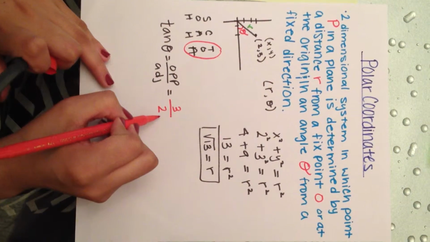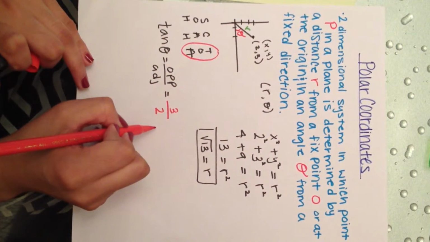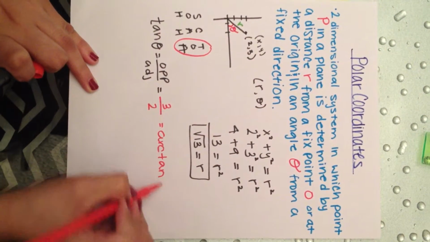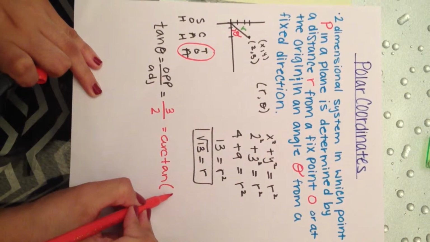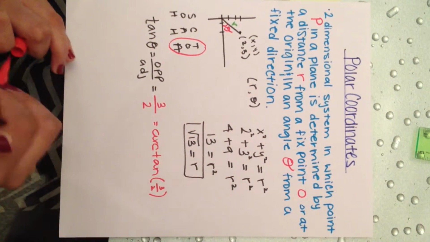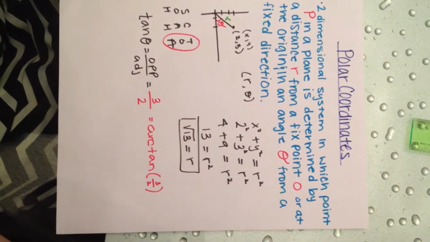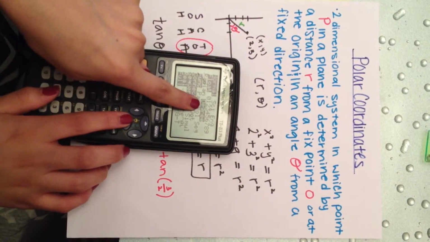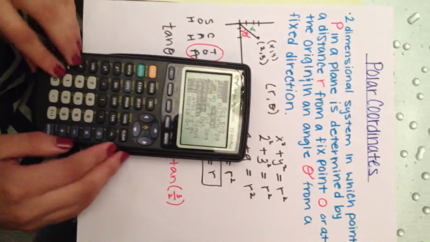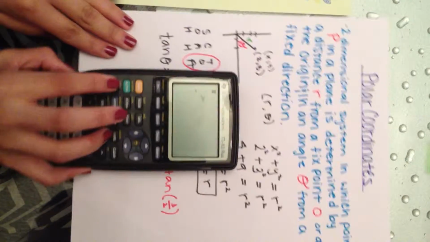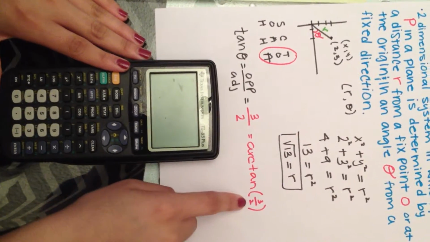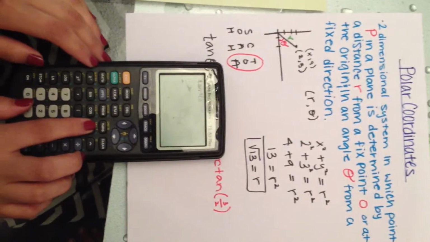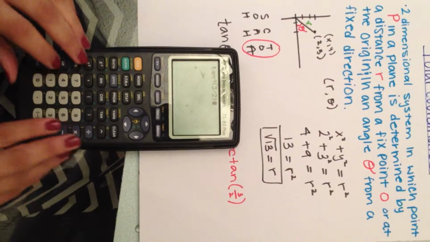But this is not our final answer. For our final answer, we have to use the inverse of tan, which is arc tan of 3 over 2. And I'll show you how to do that in the calculator. Go to your calculator. Make sure your mode is in degrees, because we want a degrees answer. So to put in arc tan 3 over 2, we press second tan, 3 over 2.